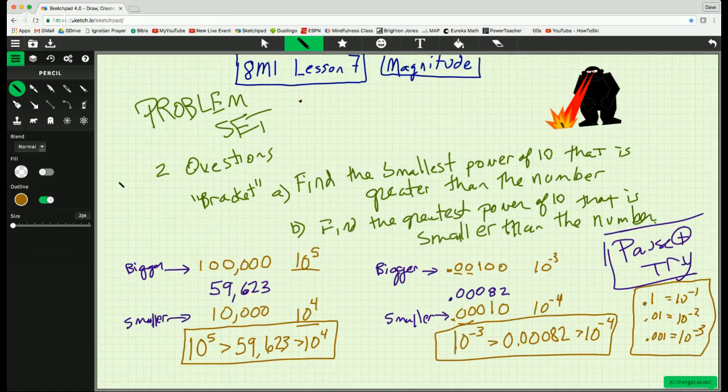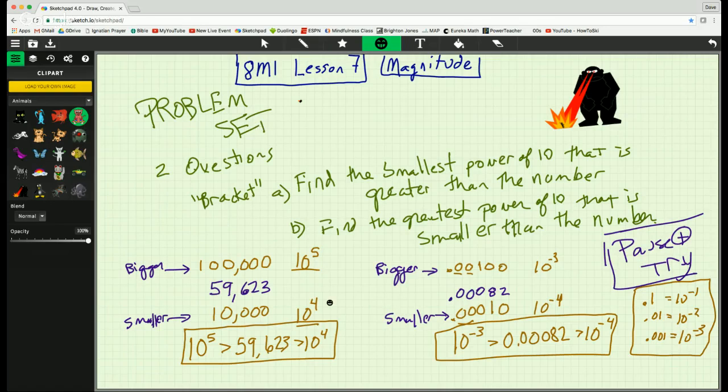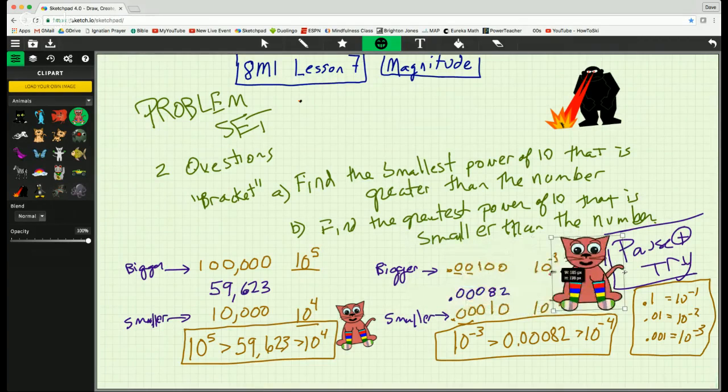All right. If you got that right, give yourself a happy cat. We can spin him around, you can make him skinny and a little plumper.